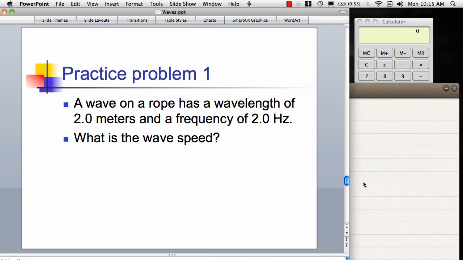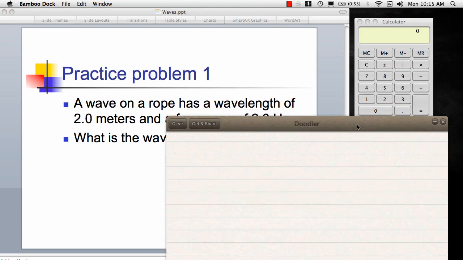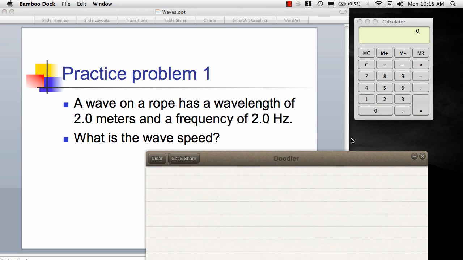Practice problem 1. Here we're going to practice using the wave speed equation. A wave on a rope has a wavelength of 2 meters and a frequency of 2 hertz. What is its wave speed? We're going to use our wave speed equation.